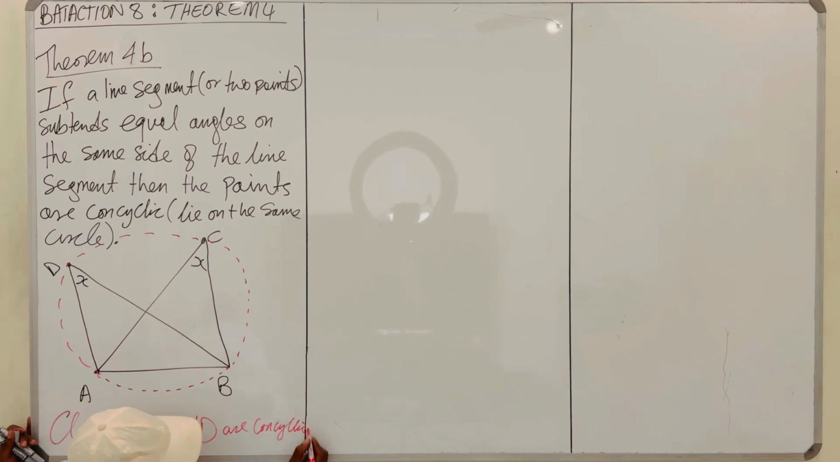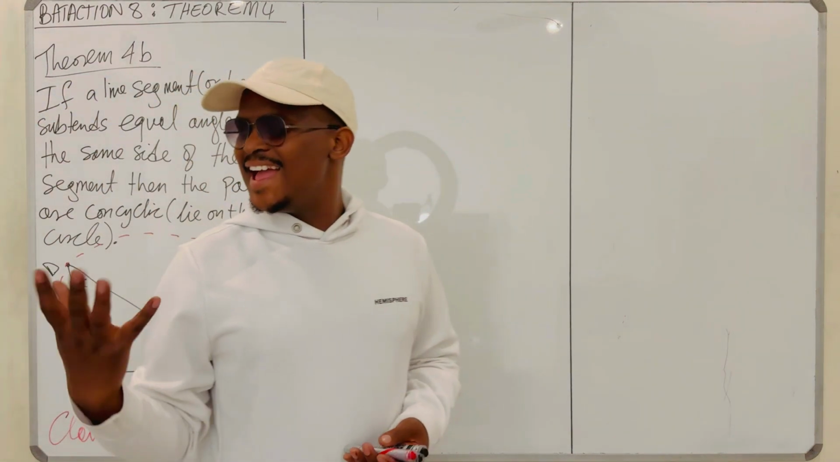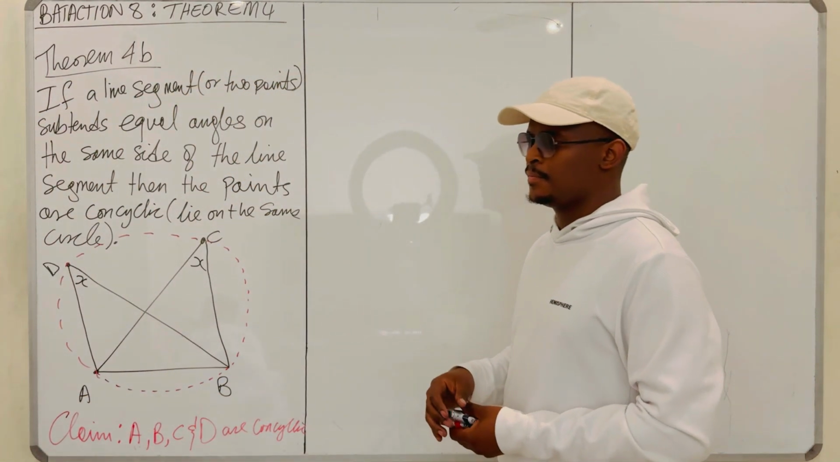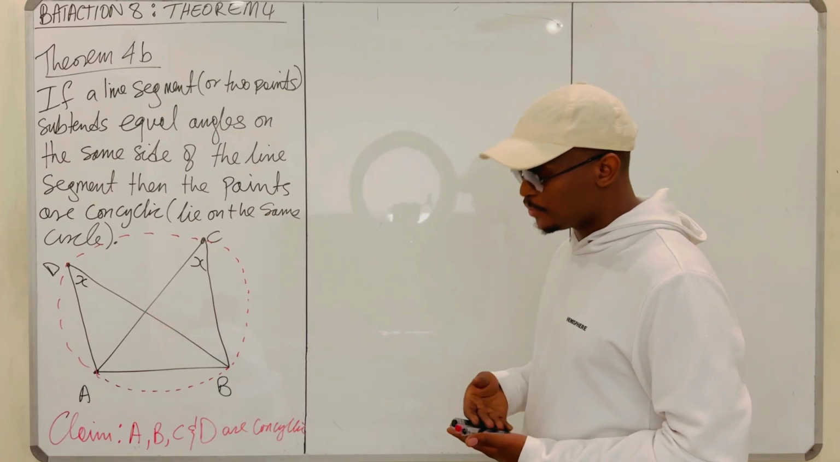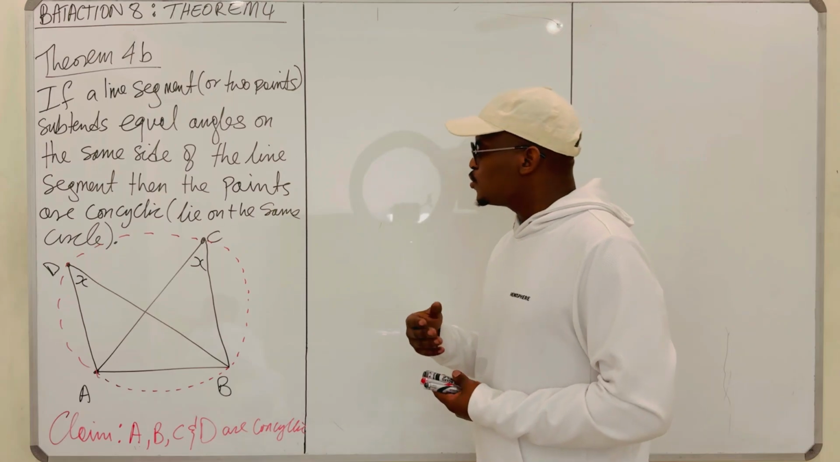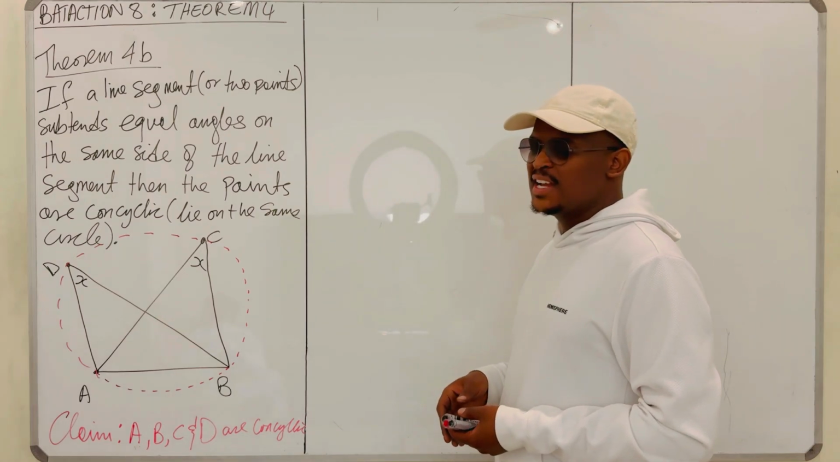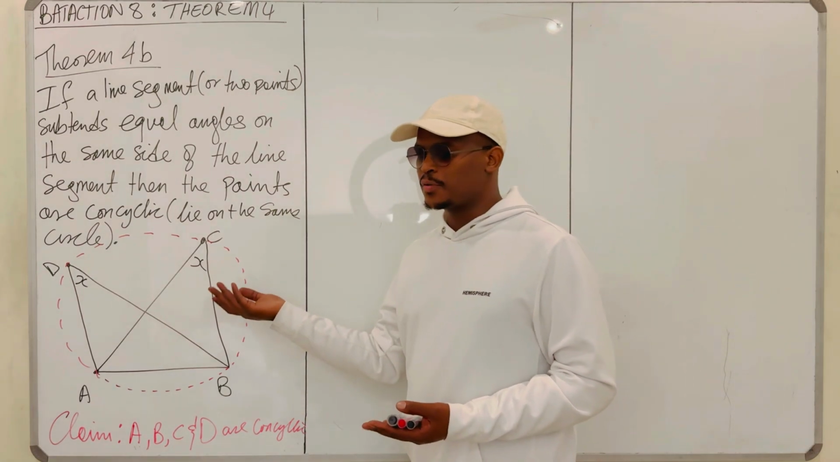Cyclic. They lie on the same circle, or there exists a circle that joins all of them. Are you guys with me? So in that case, how do we prove this? To prove this, we don't have enough geometry to be able to prove this, to be honest.